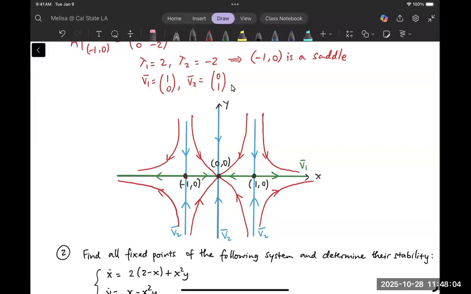All right, any questions on this example? If you have questions, feel free to type it in the chat.